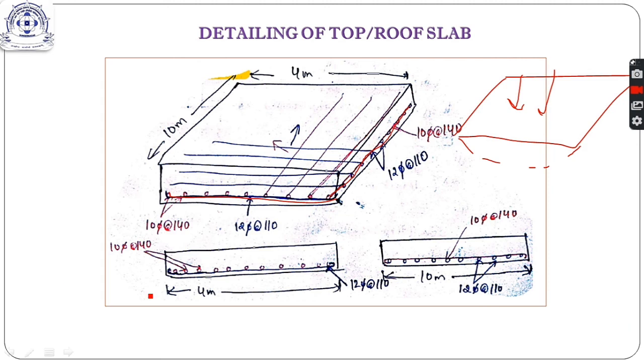So I hope this is clear to you. This is the L section along your short wall and L section along your longer side of your slab. So this was all about the design of the top slab or roof slab, which is quite simple as we have done it many times earlier.